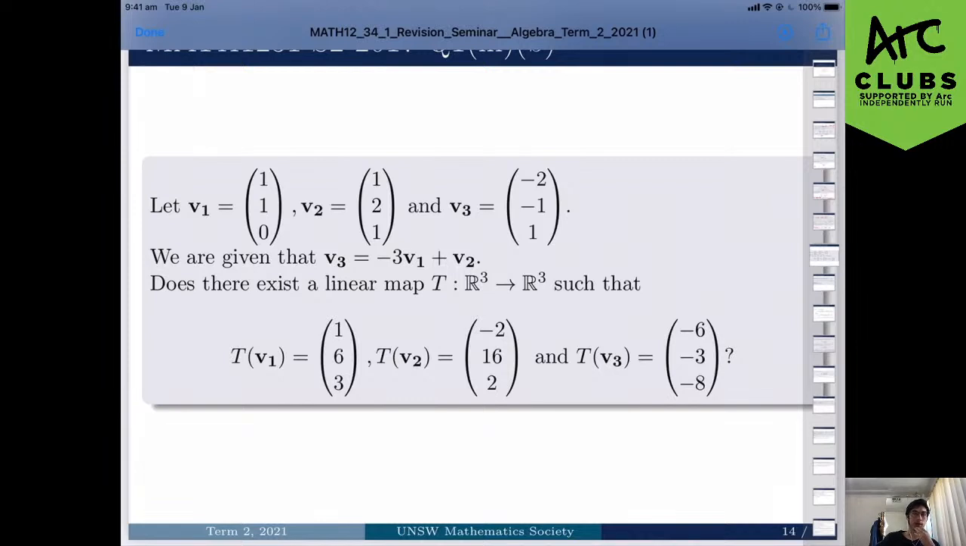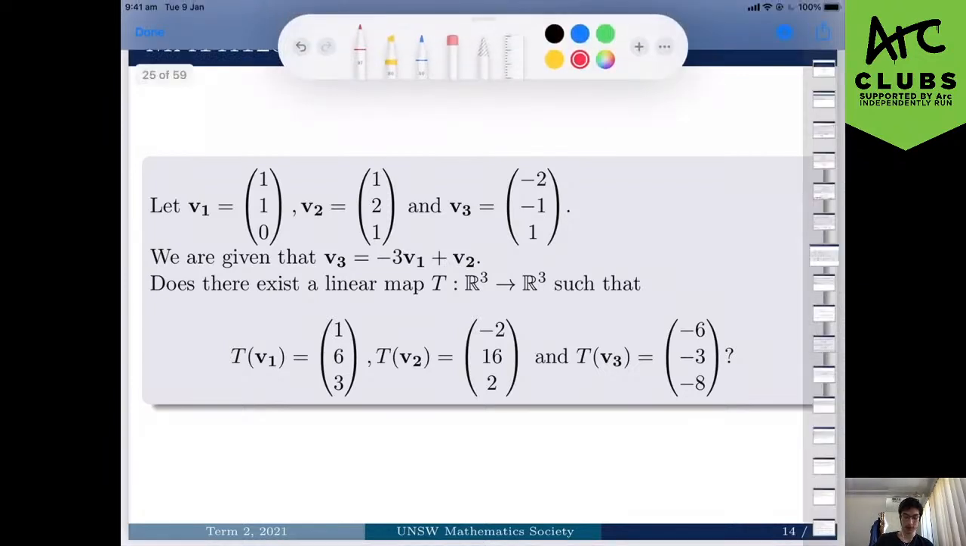And that means that it would be good to check that this transformation would preserve addition and scalar multiplication. So namely, we're checking if T of V3 is going to be 3 T of V2 plus T of V1 plus T of V2. So we just check it.